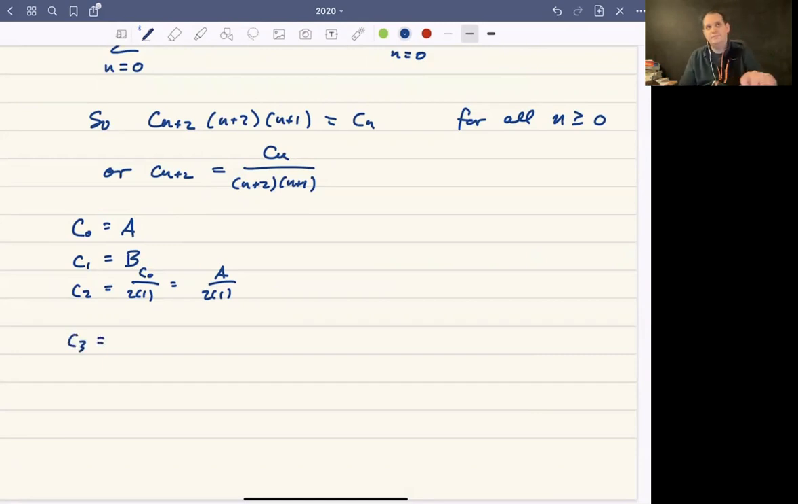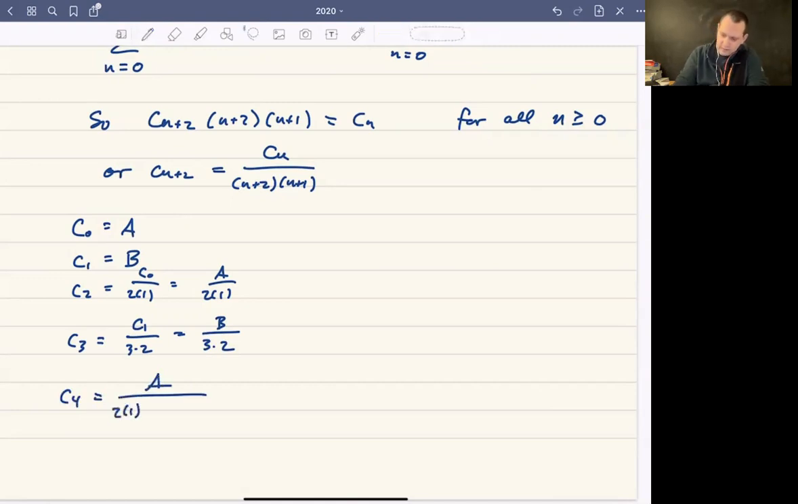c3 is going to be 2 terms back, so that's c1 over 3 times 2. So that's B over 3 times 2. c4 is going to be c2, which is A over 2 times 1, and then we're going to divide by 4 times 3.